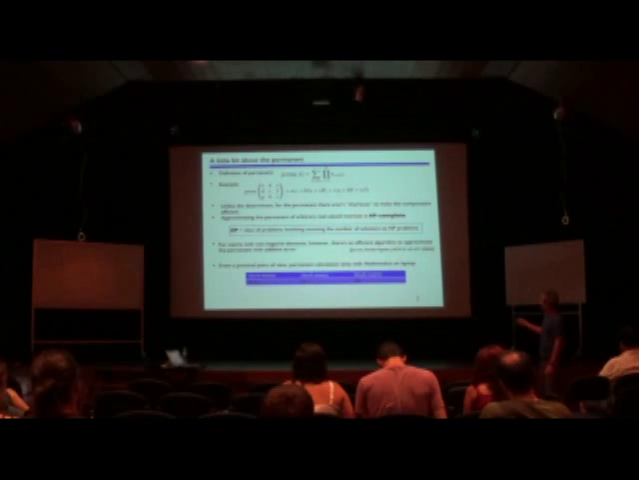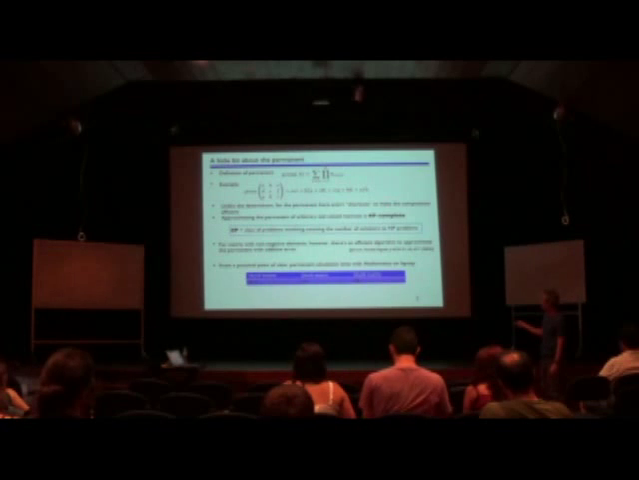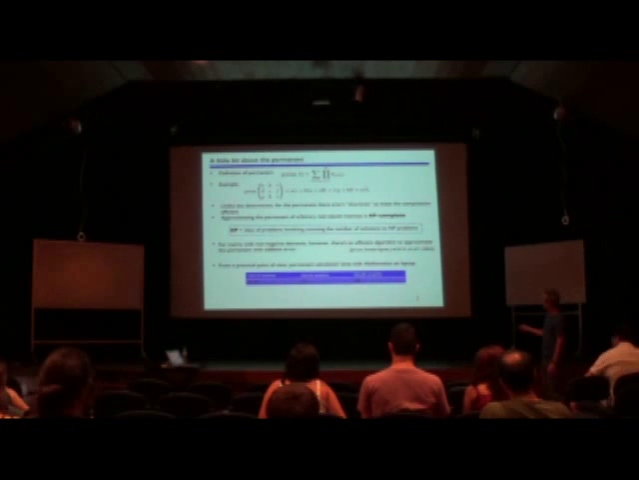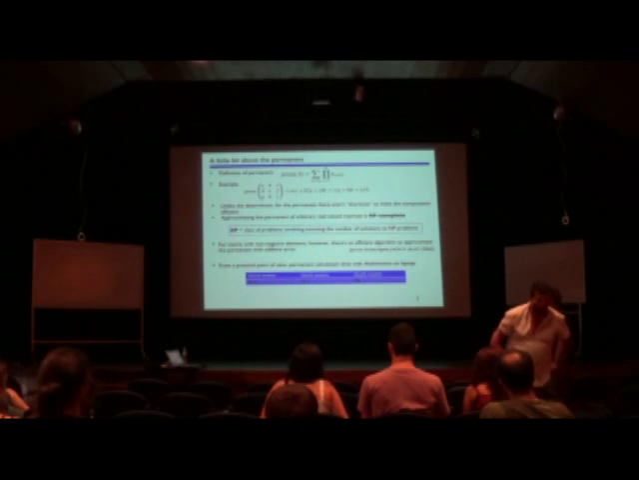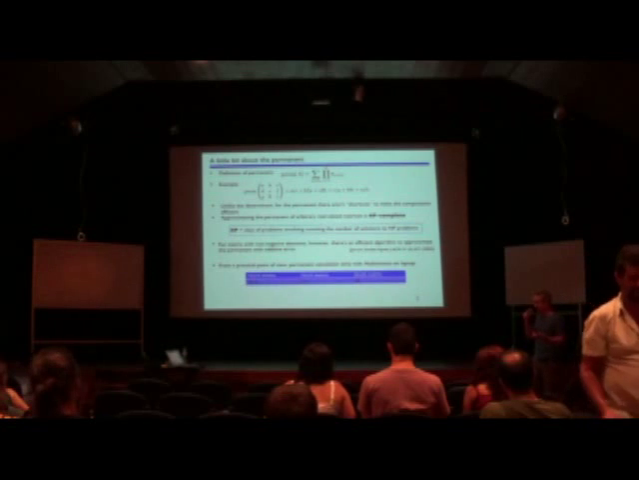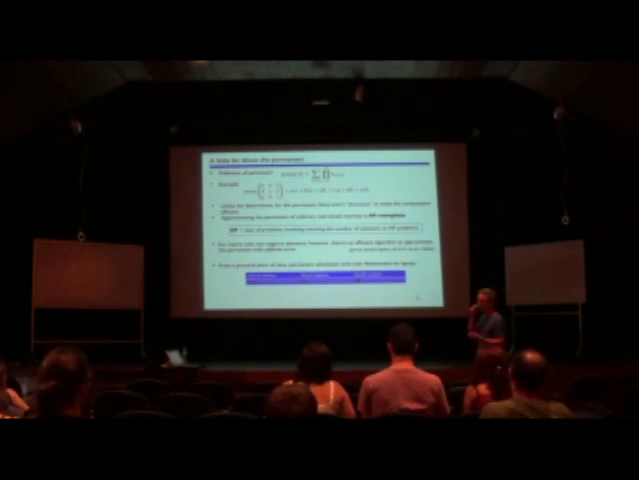But if the matrix has only non-negative elements, for example all real and positive, then there's an efficient algorithm to approximate the permanent with additive error, which was found in 2004. So overall, the permanent is hard to calculate.